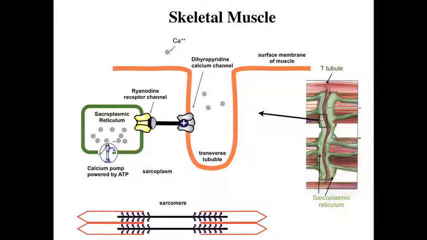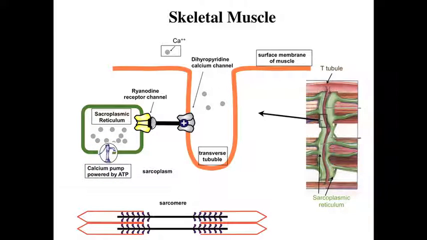The major players are, first, the surface membrane of the muscle, the transverse tubule, calcium ions, which are shown as gray balls, and the sarcoplasmic reticulum that contains a high concentration of calcium ions.